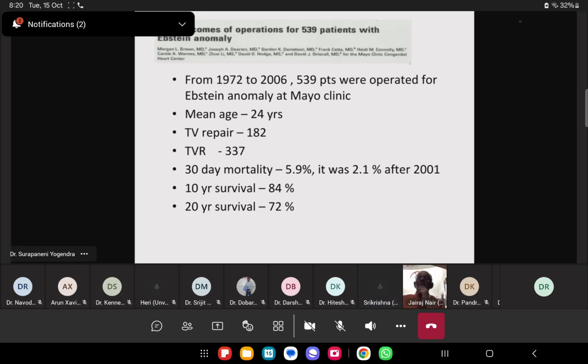Outcomes of operations for 539 patients with Ebstein's anomaly at Mayo Clinic. From 1972 to 2006, 539 patients were operated for Ebstein's anomaly at Mayo Clinic. Mean age was 24. Tricuspid repair was done in 182 patients. Tricuspid replacement was done in 337 patients. 30-day mortality is 5.9%. It is 2.1% after 2001. 10-year survival is 84%. 20-year survival is 72%.